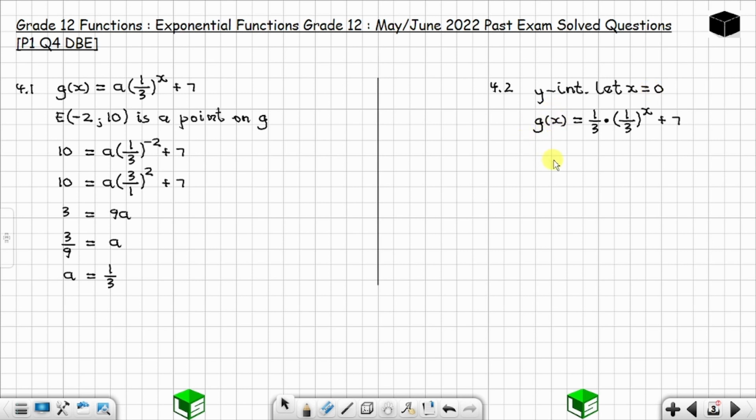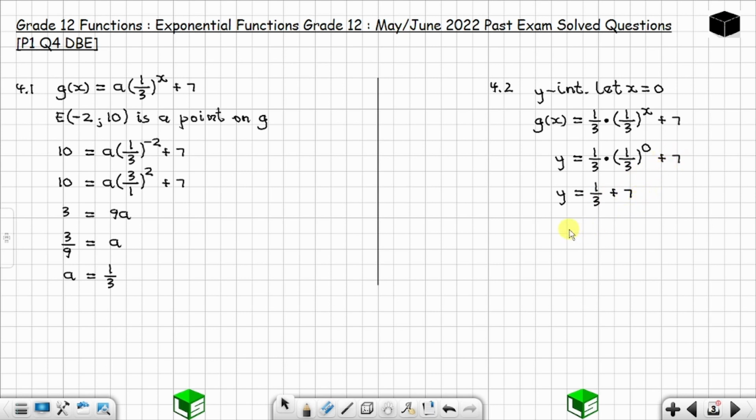Remember, this is your y. So y is equal to 1 over 3 times 1 over 3 to the power of x, plus 7. Now you replace your x with 0 because you are making x 0 to get the y-intercept. So y is equal to 1 over 3 times, this is 1, because anything to the power of 0 is equal to 1. So you have 1 times 1 over 3, which is 1 over 3, and then plus 7.